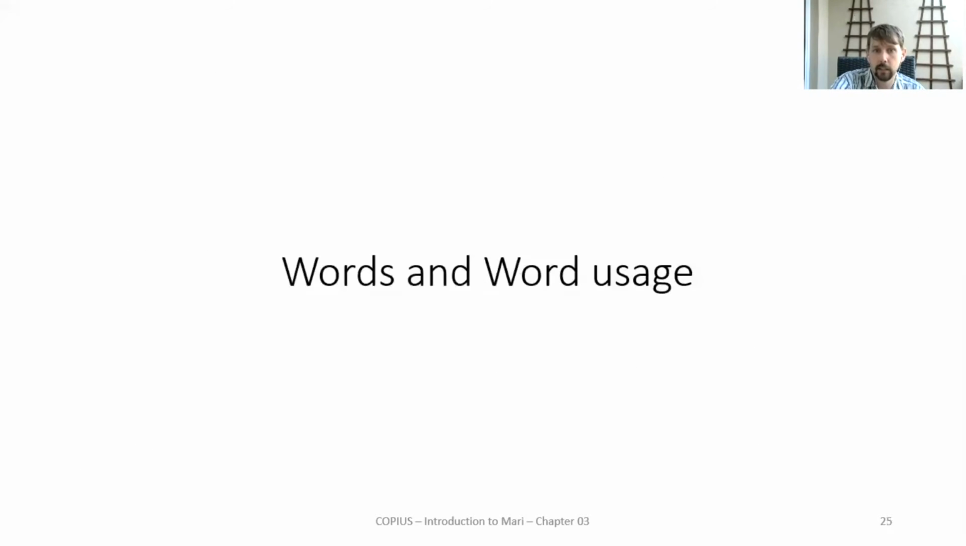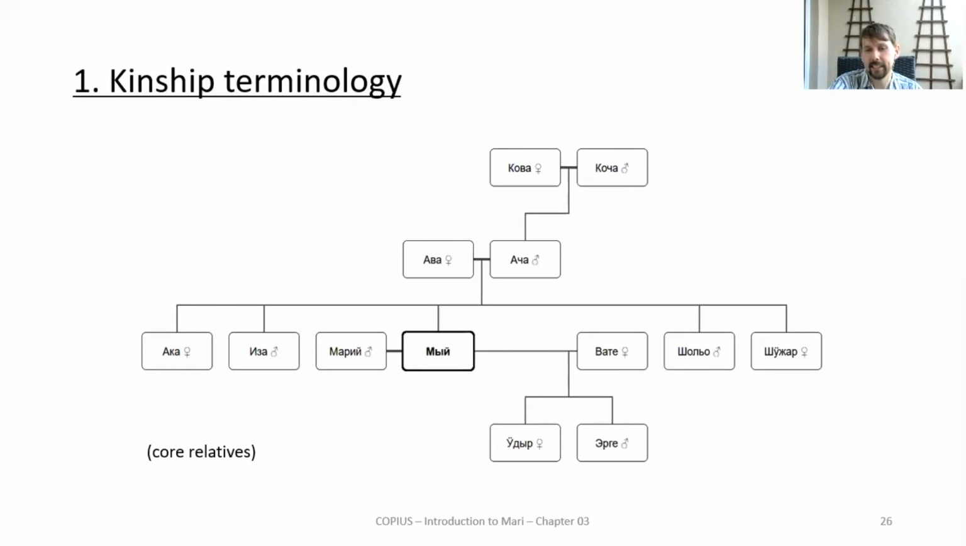So words and word usage, what have we got in this chapter? Well, kinship terminology, we look at it in a bit more detail. Here you see the core family members, the ones that you should really learn, where you have husband, wife, children, grandparents, parents, and siblings. But what is critical with the siblings is you have something in Mari called relative age distinction. You have separate words for brothers and sisters, depending on if they are younger or older than you. Isa is an older and only an older brother. Sholyo is a younger and only a younger brother.